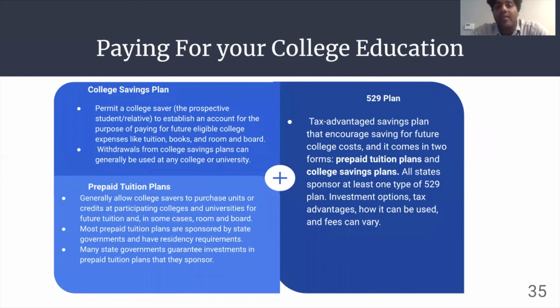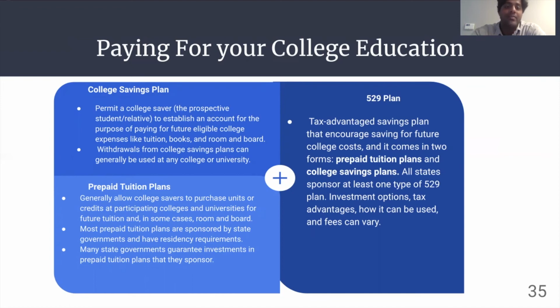So now I want to talk about paying for your college, and you're taking on loans. There's the 529 plan, which is a tax advantage savings plan that encourages savings for future college costs. And it comes in the two forms of a prepaid tuition plan and a college savings plan.